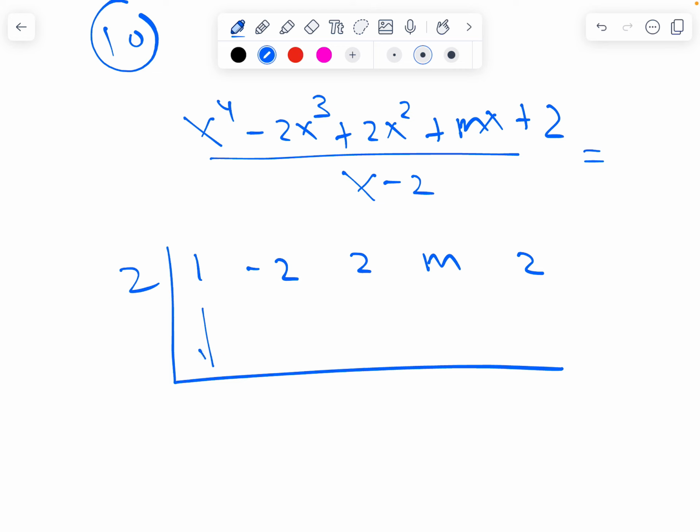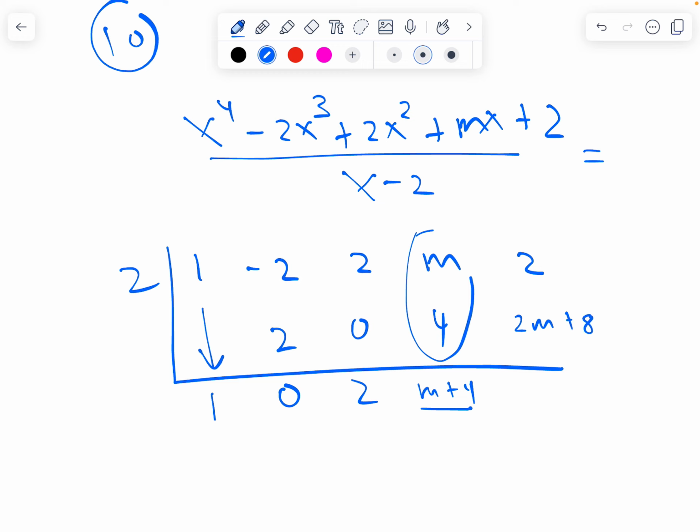Well, let's see what happens with that m when we run our synthetic division. That's going to give us a 0. That's going to work that. We got 4. Now, how am I going to add these together? Well, I'm just going to have to call it m plus 4 for now. And then right here, multiply that by 2, that's going to be 2m plus 8.